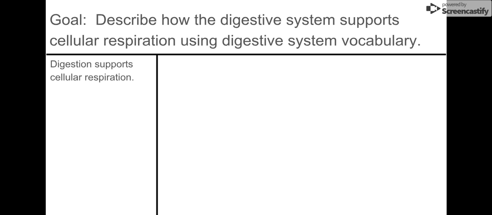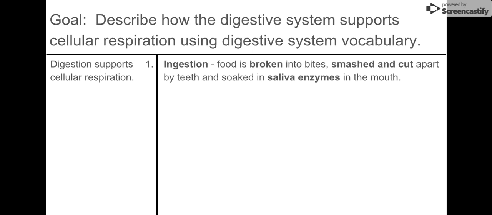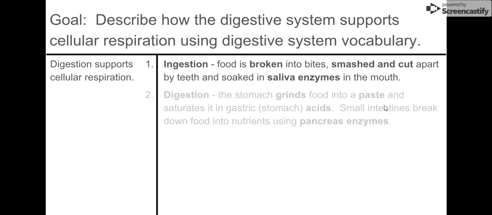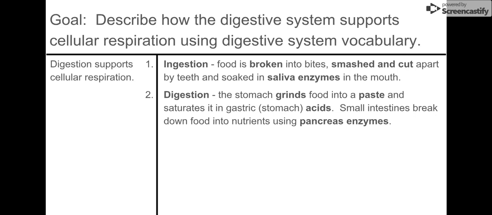The way that digestion supports cellular respiration is by simplifying that food into nutrients. The way that it's going to do that is by using the first three steps of the four-step digestion. So first, ingestion. The food needs to get broken apart physically by taking bites of food, smashing it apart with your teeth, soaking that in digestive enzymes in your saliva. And that's going to be physical digestion for the first two. And then the third one, where the saliva starts acting on the food, that's going to be the beginning of chemical digestion.